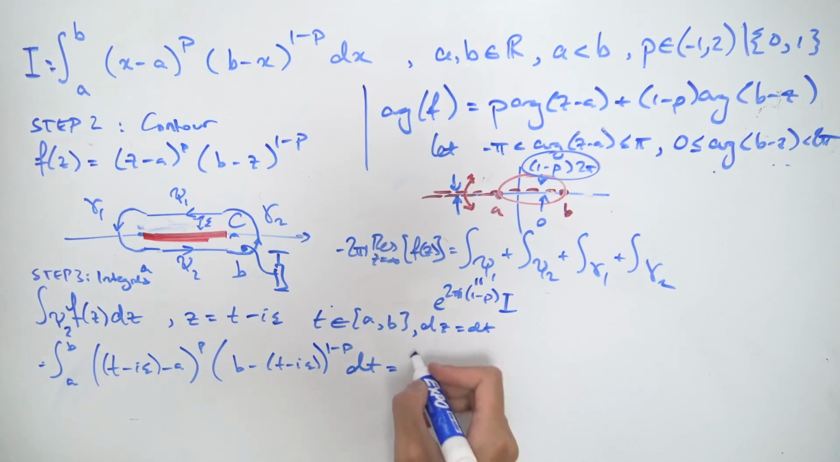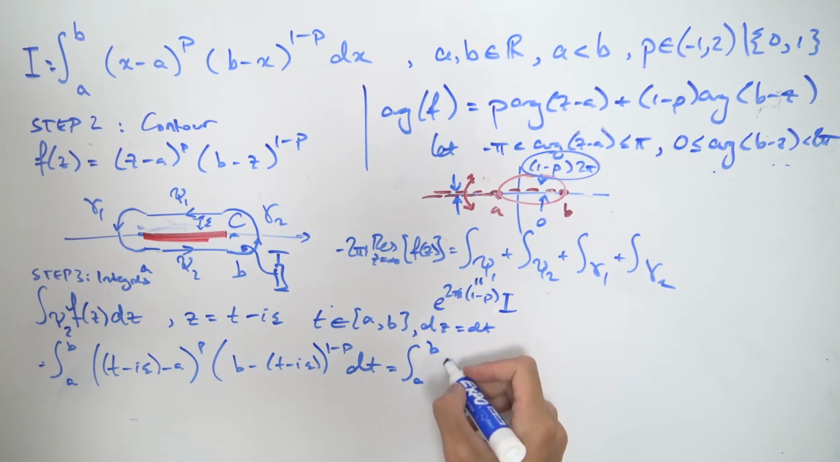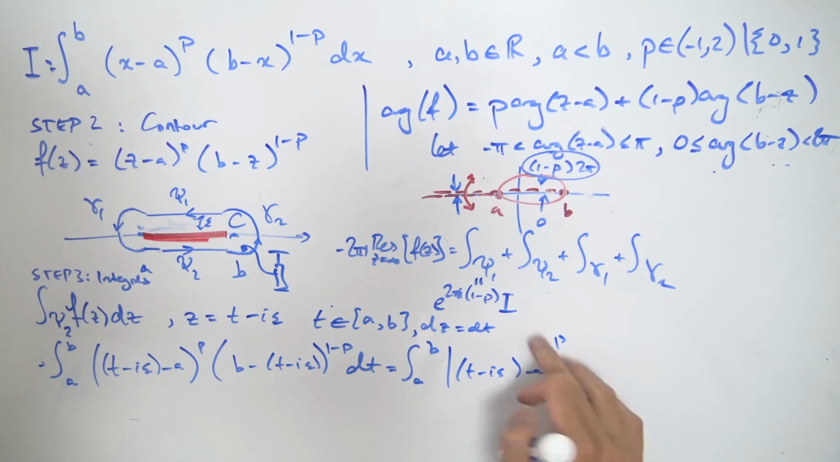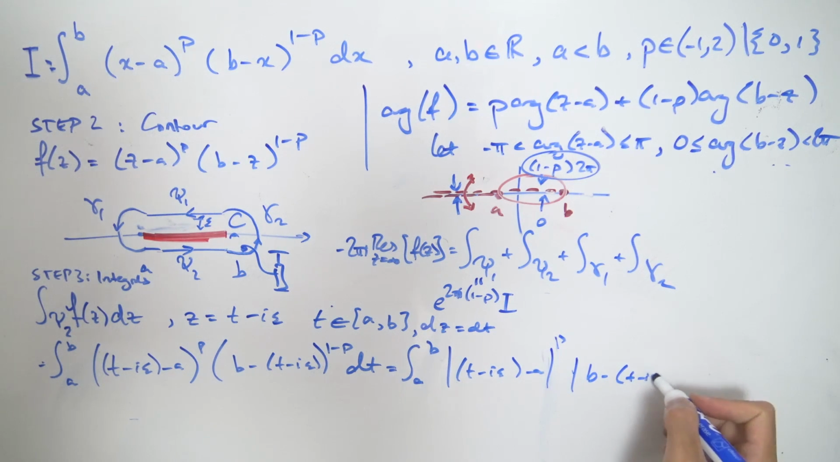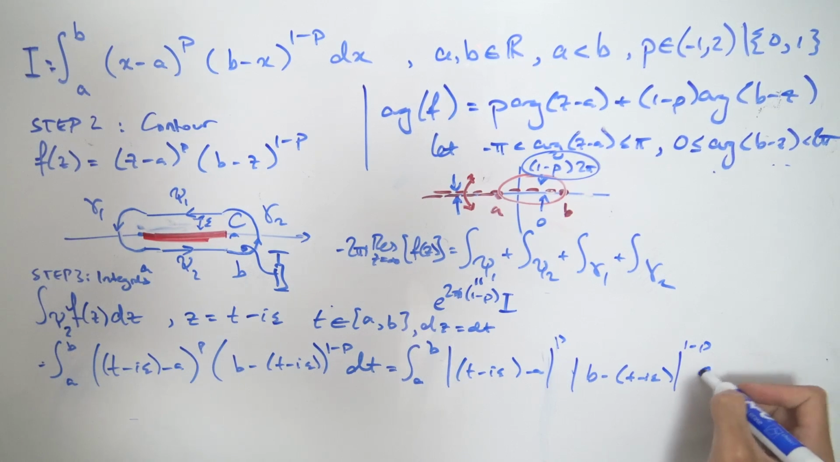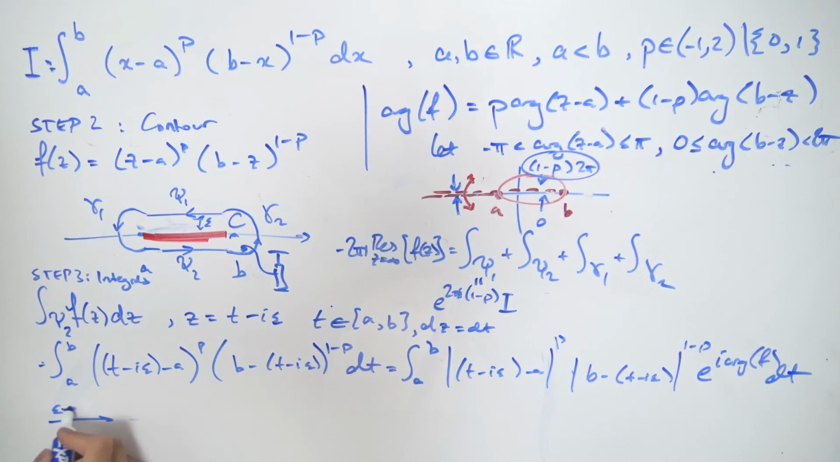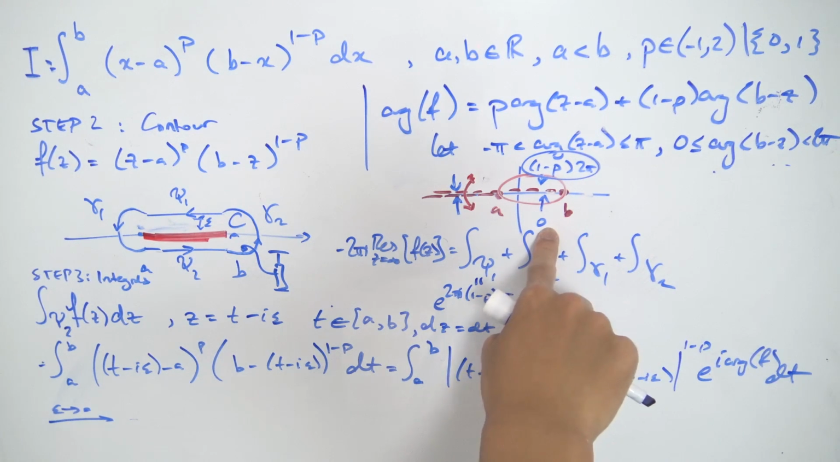And writing this in polar form, we have the integral from a to b, absolute value of all this junk over here. So absolute value of (t minus i epsilon minus a) to the p, that should be a straight line, and then absolute value of (b minus t minus i epsilon) raised to the 1 minus p, and then we also multiply by e to the i arg of f dt. And as we approach from below, so as epsilon approaches 0, this thing, arg of f, we're going to approach an angle of 0.